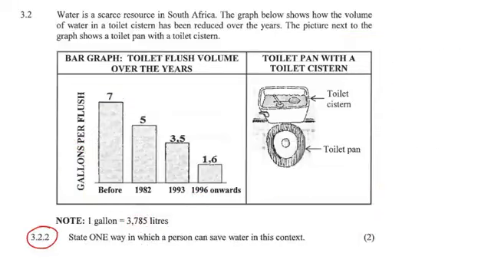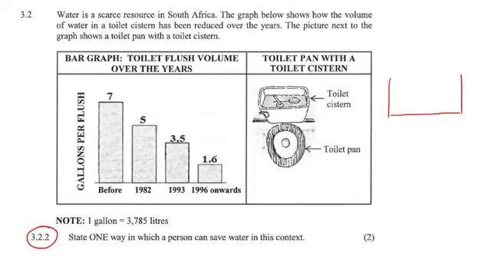This question says, state one way in which a person can save water. Okay, so one way that I've heard of people to save water is the following. So, you've got this cistern, right? Now, let me quickly explain how it all works. So here you've got your cistern. I'm going to show like a side view.